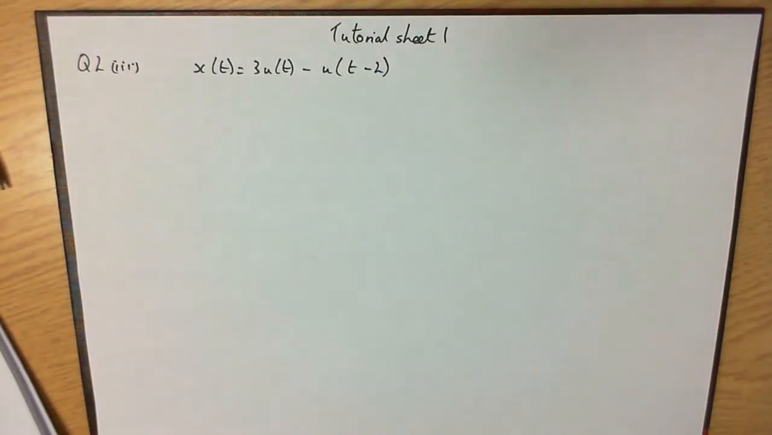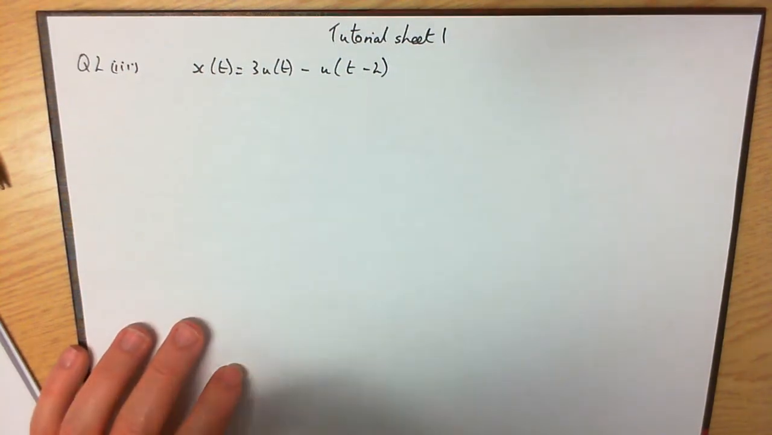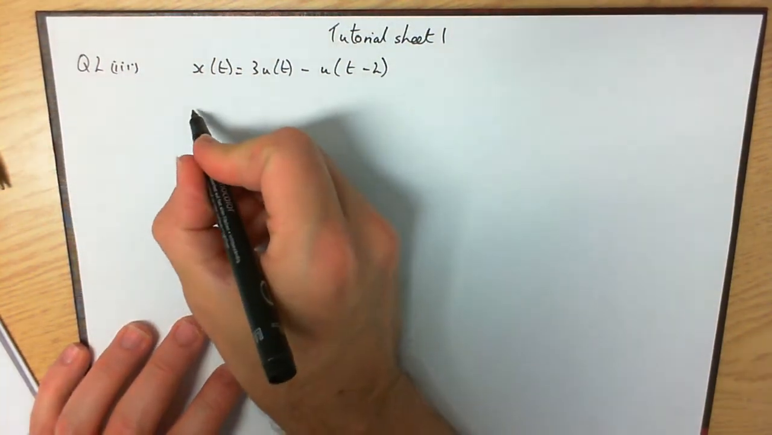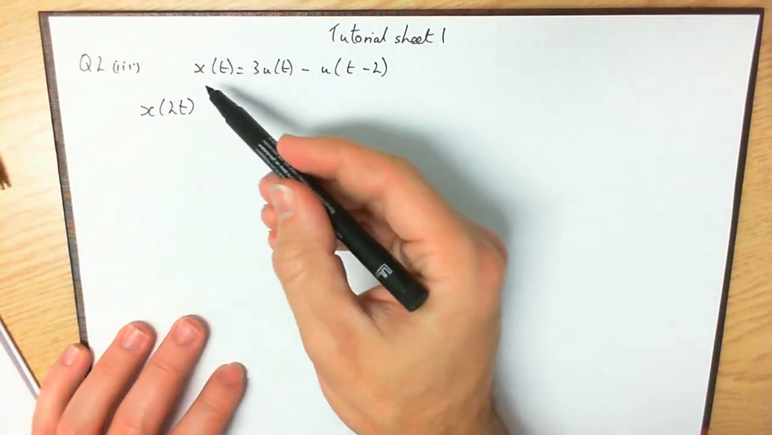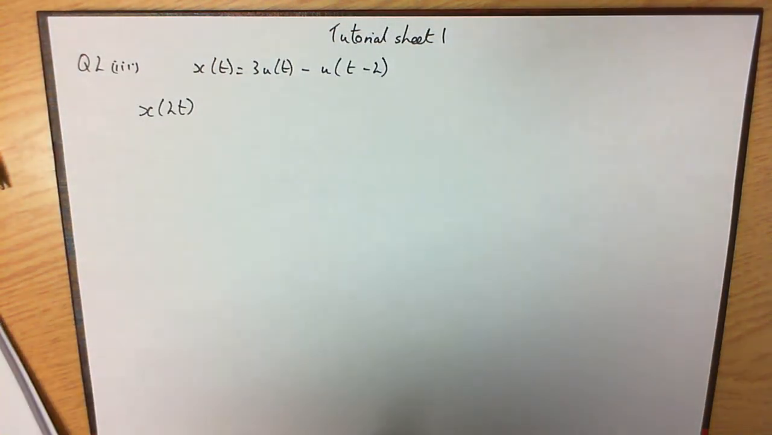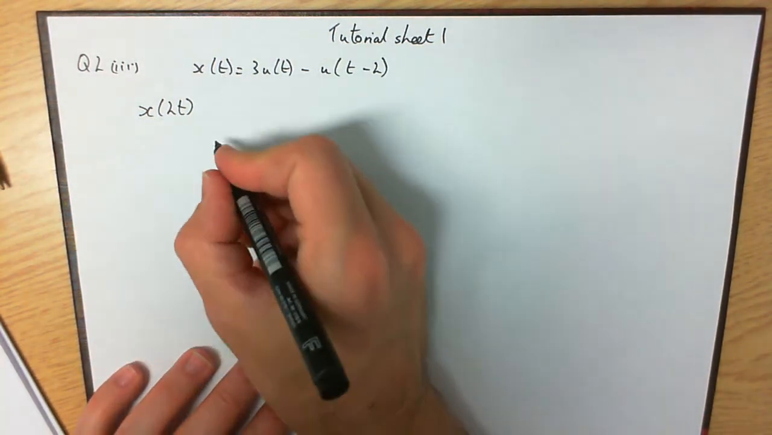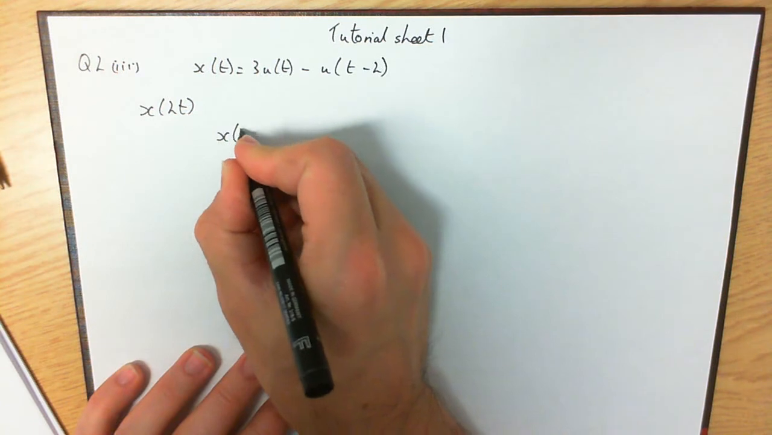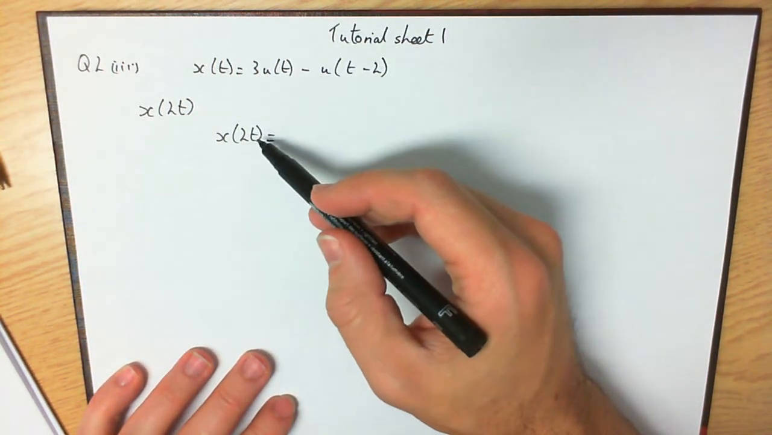Carrying on with tutorial sheet 1, question 2, looking at part 3 now. We're asked to sketch and label a graph of x of 2t. I've written x of t that we had previously. So let's multiply this out. So we're saying that x of 2t, and now we're going to replace t with, obviously, 2t.